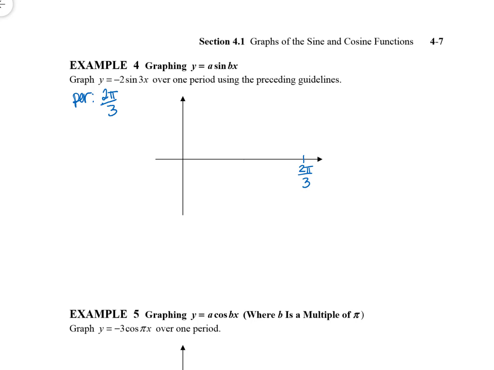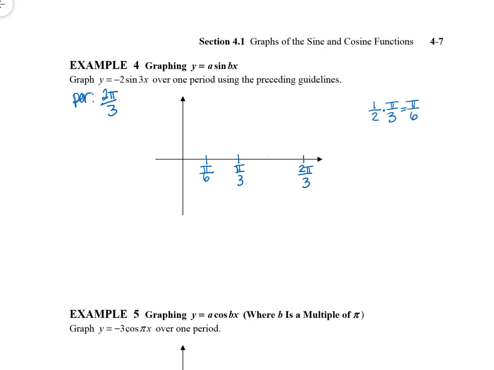And now we need to find the other ones. We have 0, 0, and then 2 pi over 3. Now halfway between that is half of 2 pi over 3, which is pi over 3. And halfway to pi over 3 is pi over 6. If you're having a hard time understanding that, we can write off to the side. Half of something means 1/2 times it. So half of pi over 3, just multiply straight across and we get pi over 6.